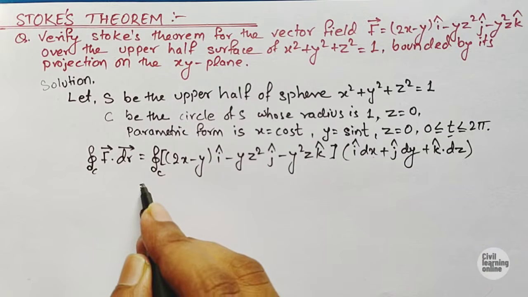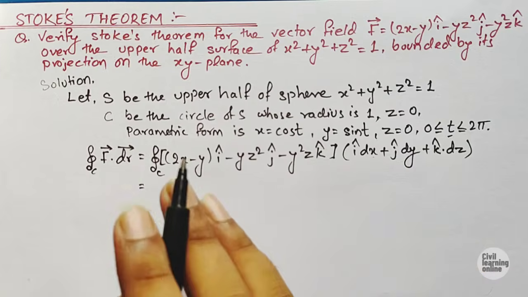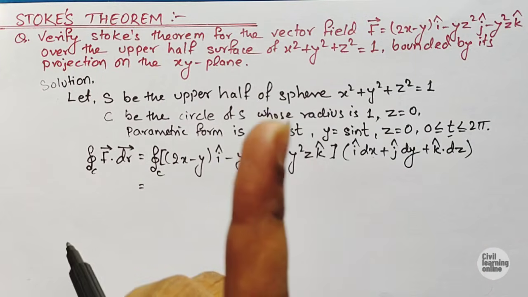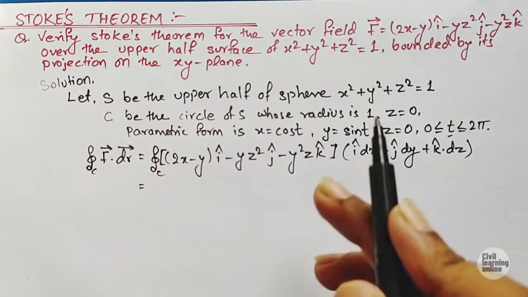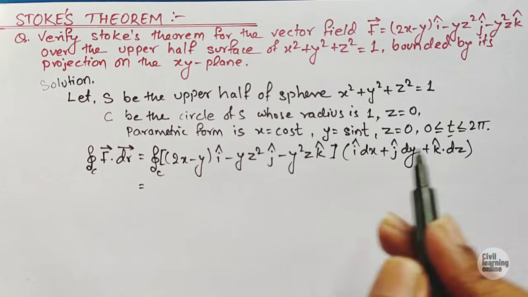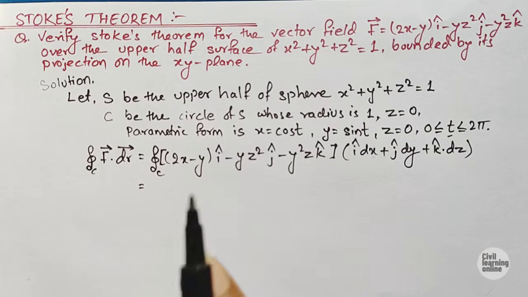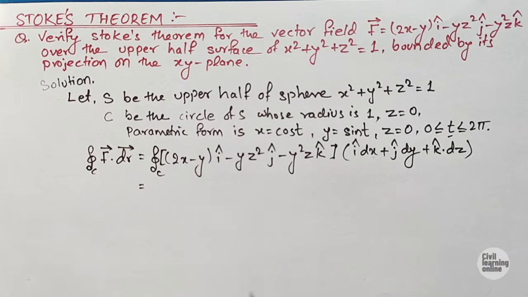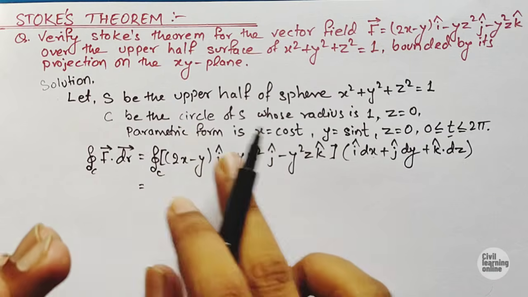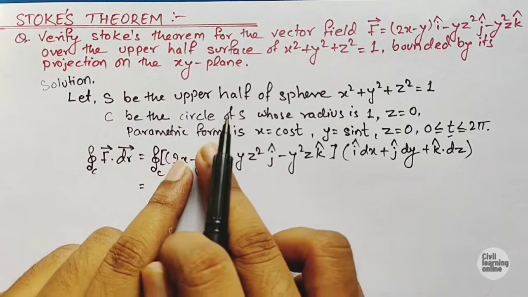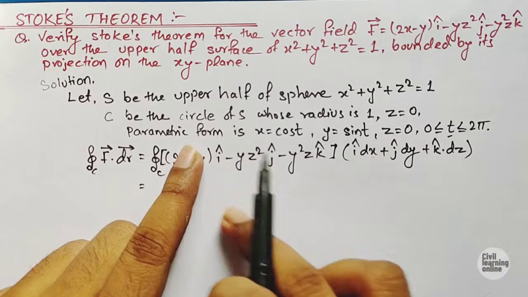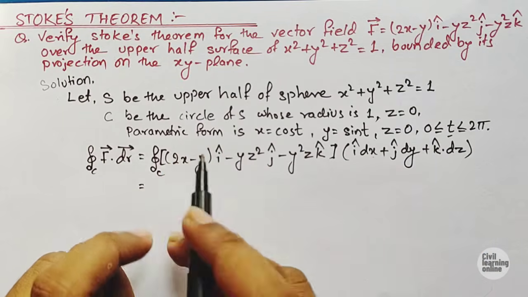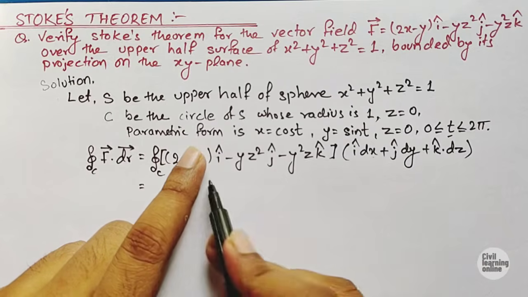Now multiply this i cap with i cap. If i cap is multiplied with i cap, its value is 1. j cap multiplied with j cap, its value is 1. k cap multiplied with k cap, its value is 1. But if i cap is multiplied with j cap, its value will be 0. So for that reason, this term is going to multiply each and every term, algebraic multiplication, I hope you know the concept. This much portion will multiply each and every term.